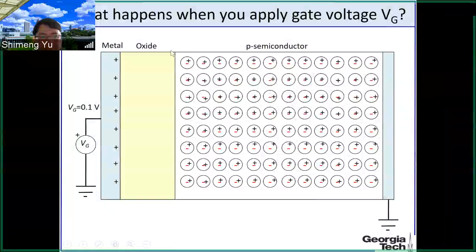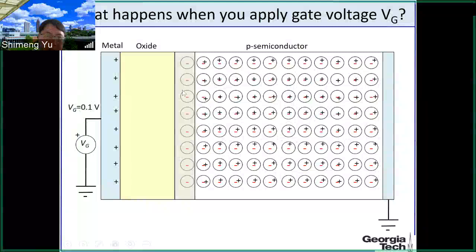And for a capacitor structure, the capacitor needs to be charge balanced between those two plates. So in other words, you will have the same amount of negative charge on the other side. So that means on this side, we should have the same amount of negative charge to balance the positive charge on the metal gate. So in the semiconductor, this is p-type, and we need to get a negative charge to the surface. So what will happen here is, look at this animation.